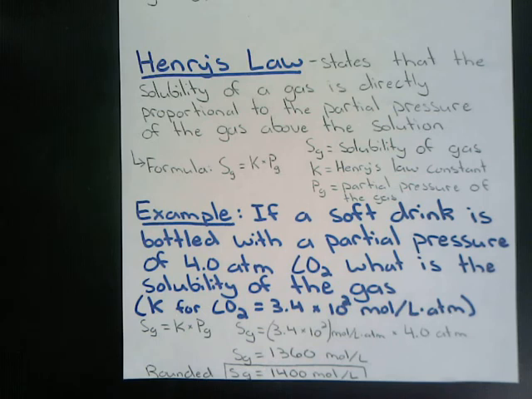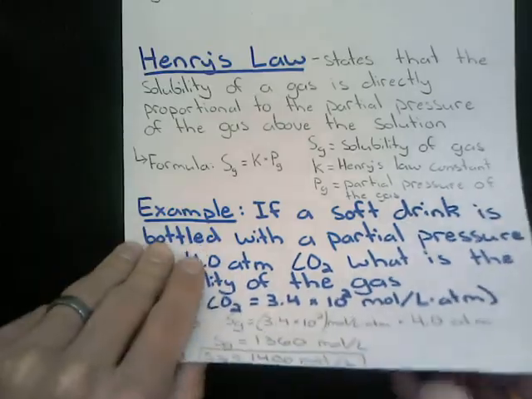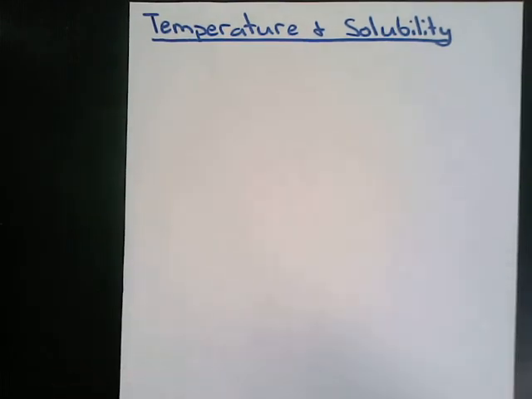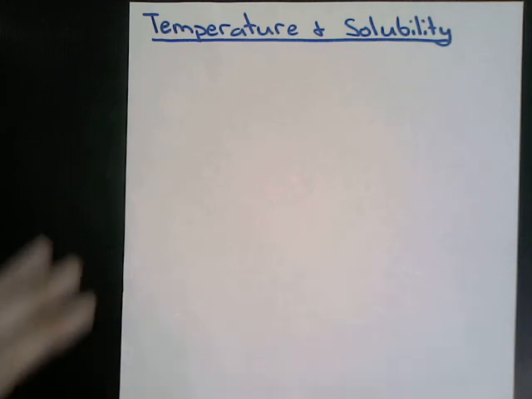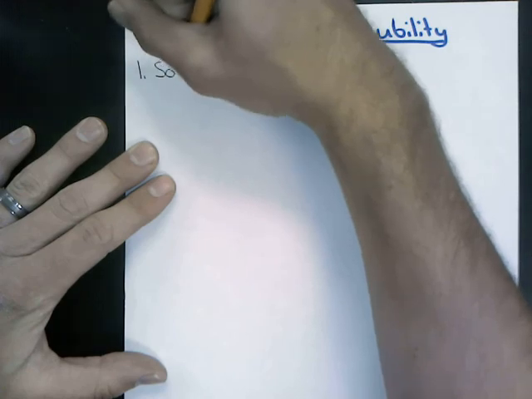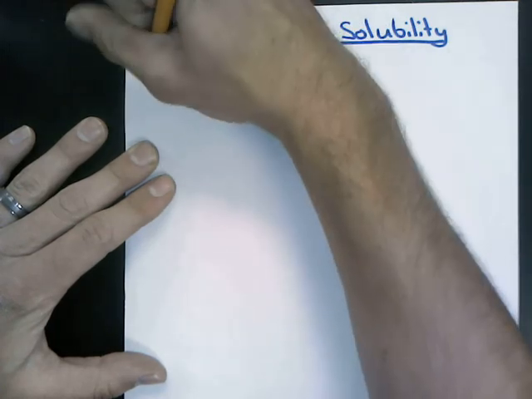All right, so we have one more thing to talk about here with our general orientation of gases, and that is the effect that temperature has on solubility. So we'll shift gears here and move to what effect temperature has on solubility. We break this into 2 different categories, and the first category is solids.